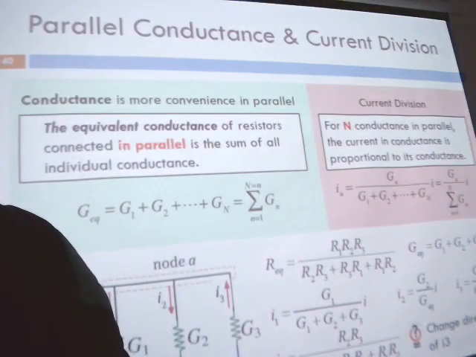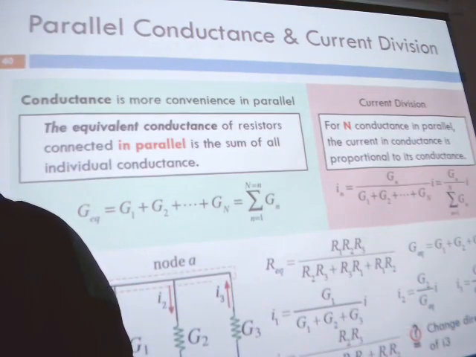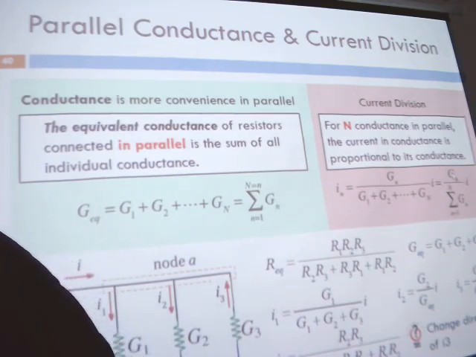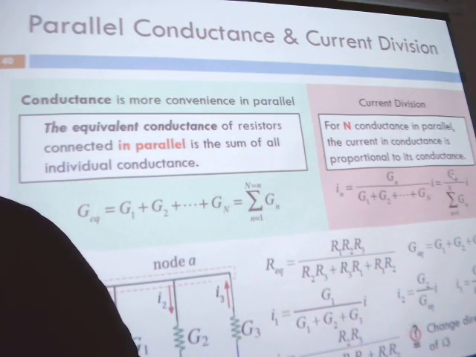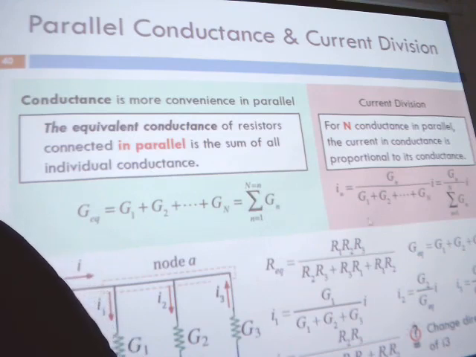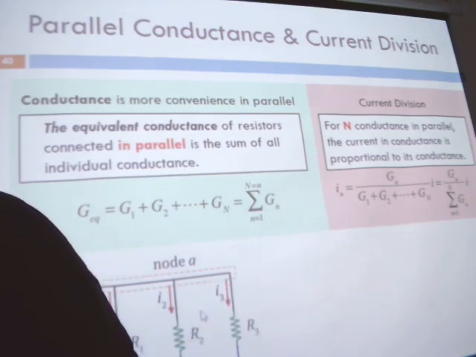How is this one equal to this one? This is the power. Yes, GN, here, the value 1 over Rn. I can get it.